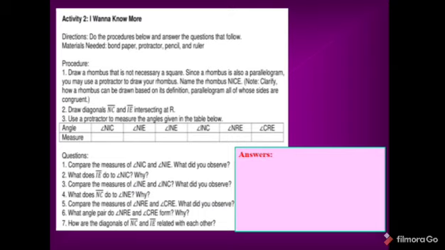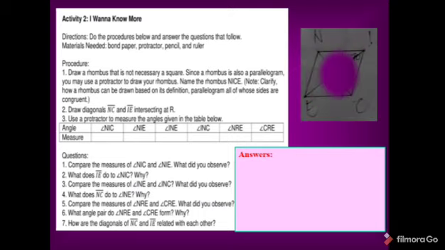And the answers are: 70 degrees, and that is 35 degrees. We also have 110 degrees, 55 degrees, 90 degrees, and we have also 90 degrees. Now let's proceed to the questions below.